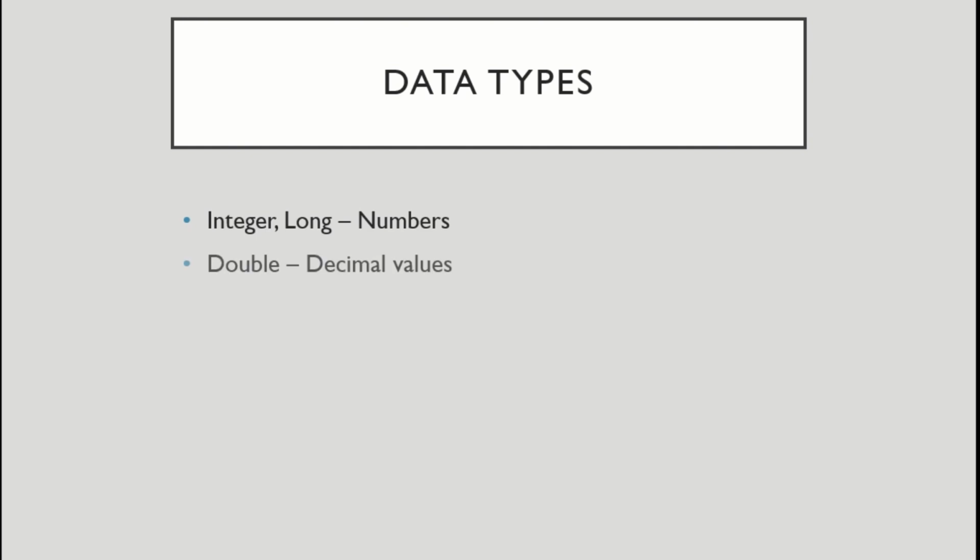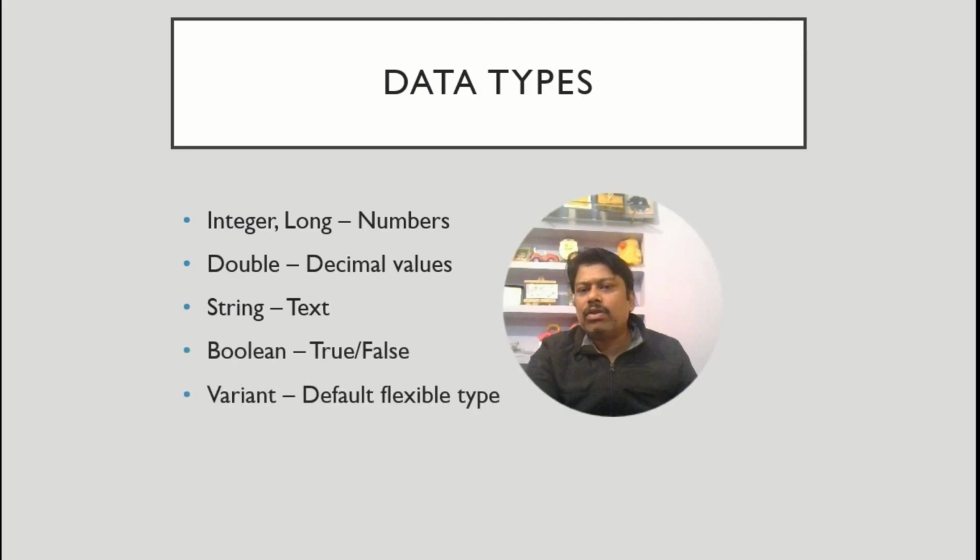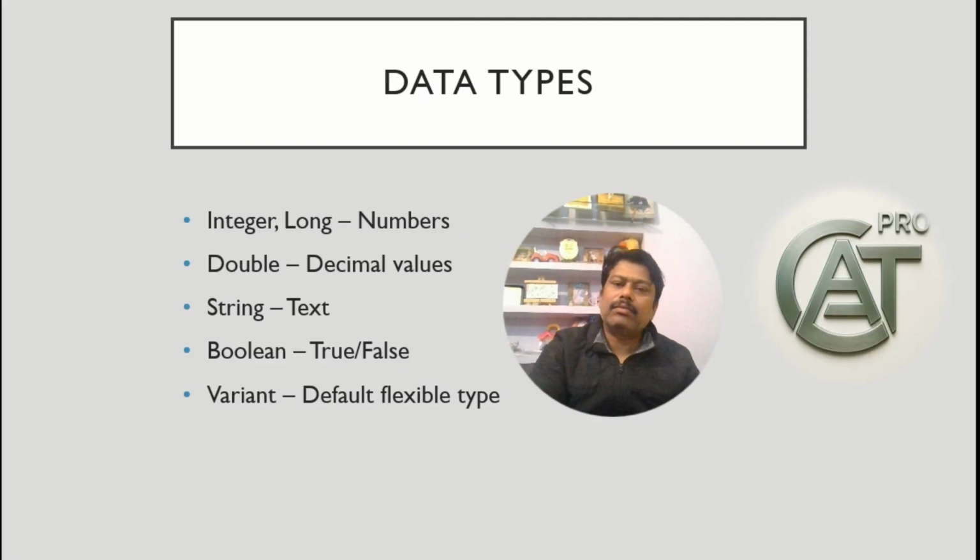Data types, what is generally in numbers? Integer and long. Double is for decimal values, we also consider these as numbers. So there will be three types of numbers: integer, long, double. Okay, there are totally three types of number data type. Integer, long, double, string is text, boolean is true or false without inverted commas. Okay, variant is the default flexible type like eval in Python.